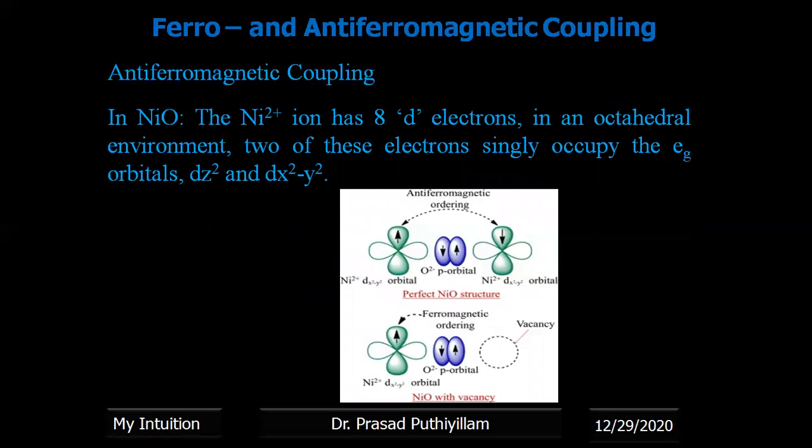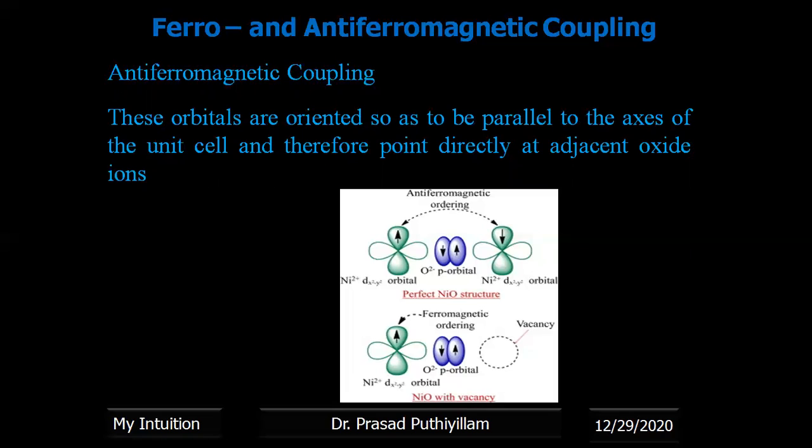If you take the example of NiO, the Ni2+ ion has 8 d electrons, and if they are arranged in an octahedral fashion, that is, the arrangement of the metal ion in the crystal lattice is octahedral in shape, two of these electrons are singly occupied, that is the eg state orbitals, dz square and dx square minus y square. Therefore, these two singly occupied electrons are represented here, and this is the electrons present in the p orbital of oxygen.